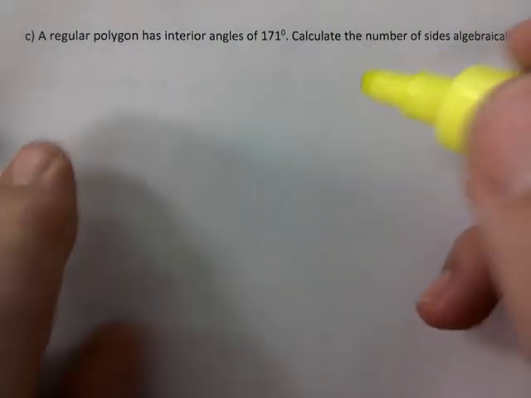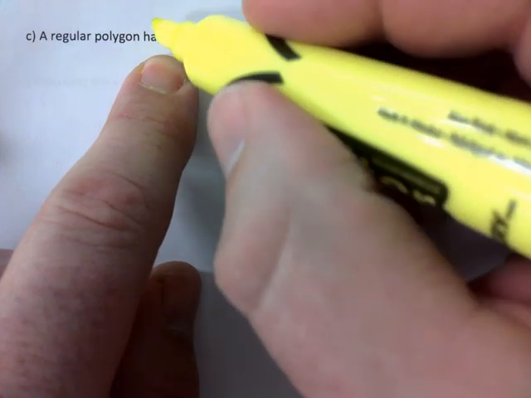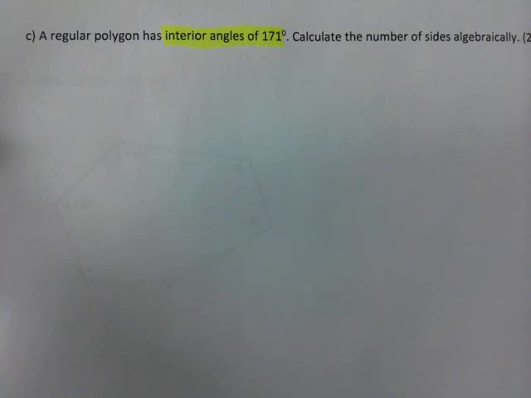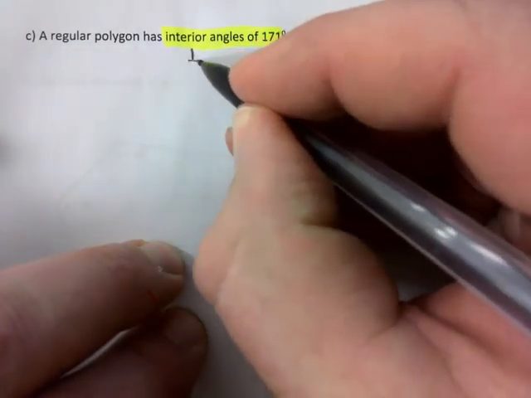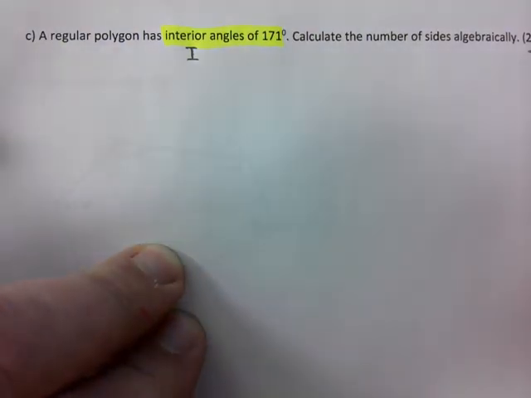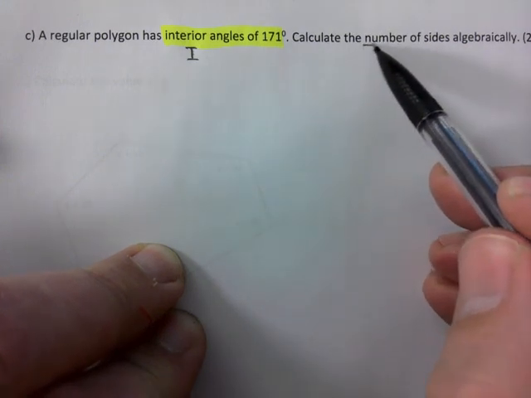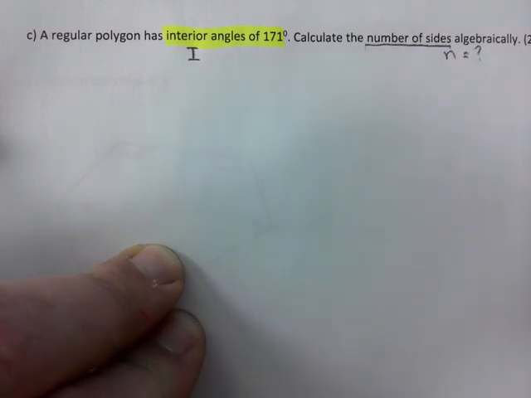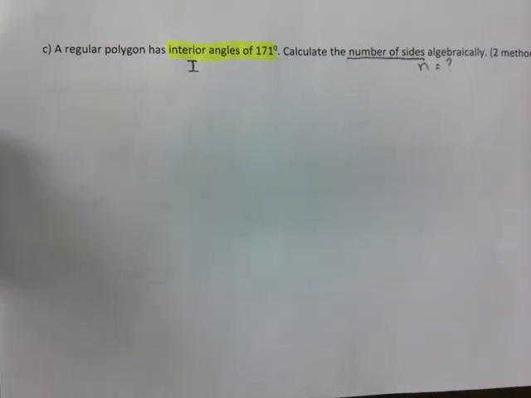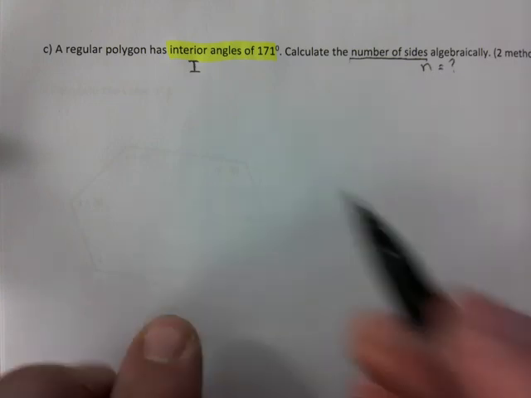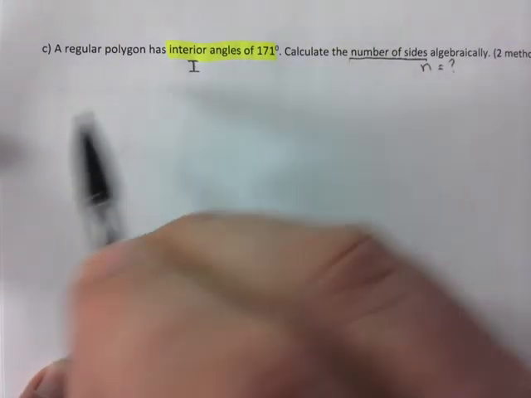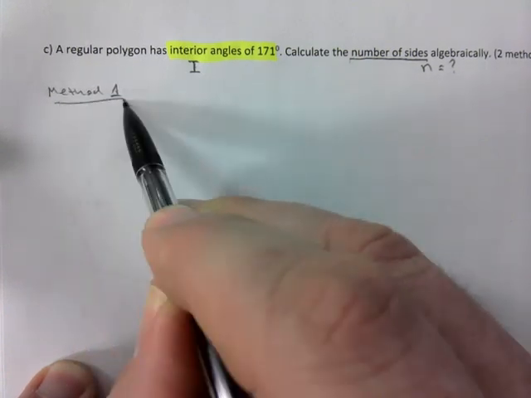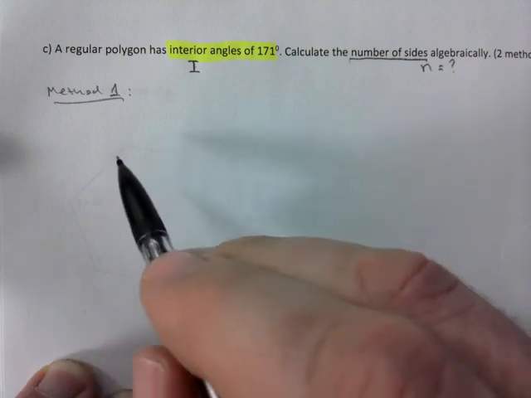You read and you say a regular polygon has interior angles of 171. So you'll be like, yeah, they're giving me I, right? Calculate the number of sides, right? So n is your question mark there, of course. There are two methods. I'll show you both. Method 1, I have a bias for one of the methods, and I'll tell you that later.